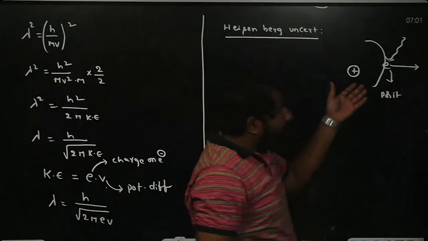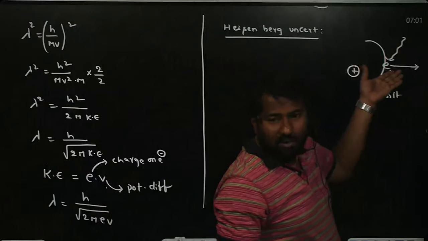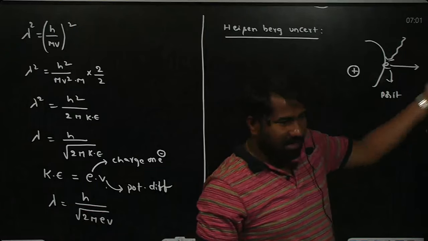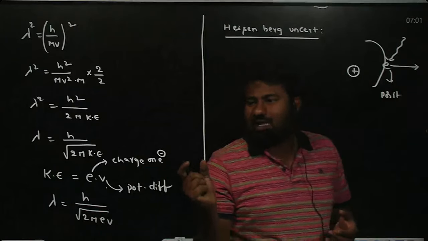So if you need to find the exact position of the electron by irradiating some amount of radiation, the position can be changed. That means if you are going to find the position of an electron, you can get somewhat of an error.